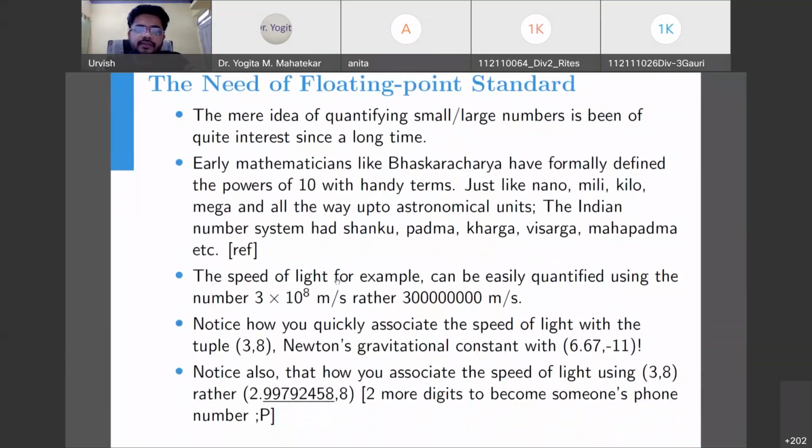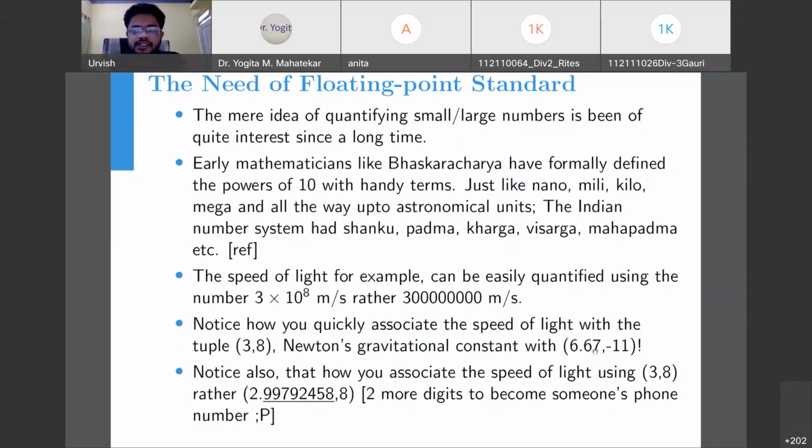Next point to understand here: if I ask you what is the speed of light, you quickly associate it with this tuple, which is 3 and 8. 3 is nothing but the mantissa and 8 is the power of 10. When you have to regenerate that constant, you take these two values and place them in their respective positions. A similar thing happens with Newton's gravitational constant as well. You don't remember that number as it is, you just remember the mantissa and the power of 10.